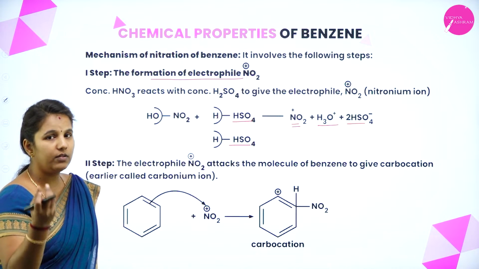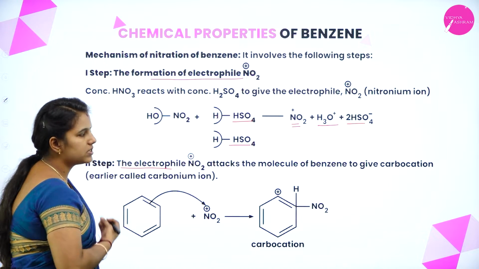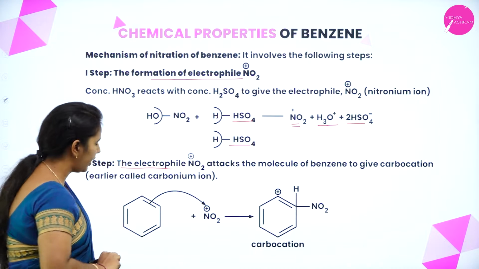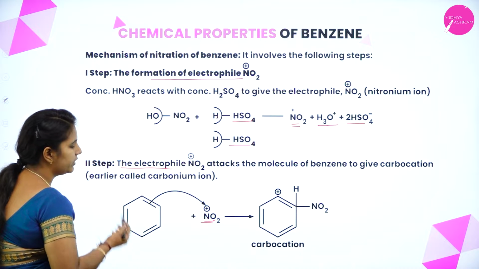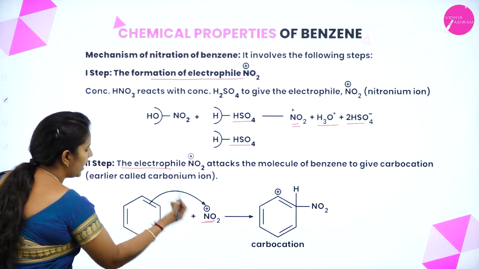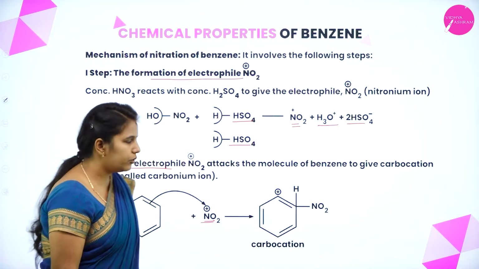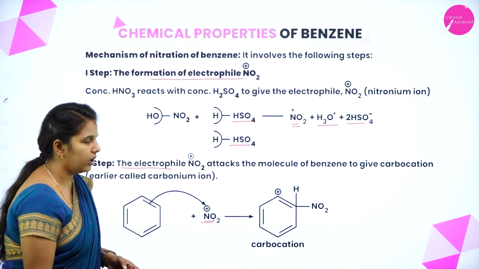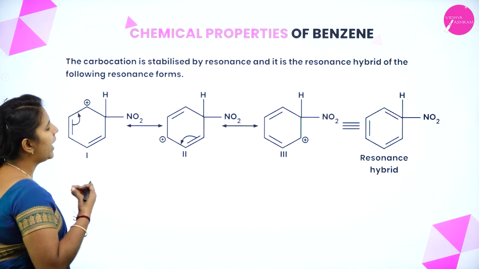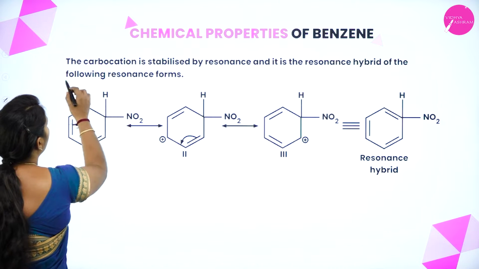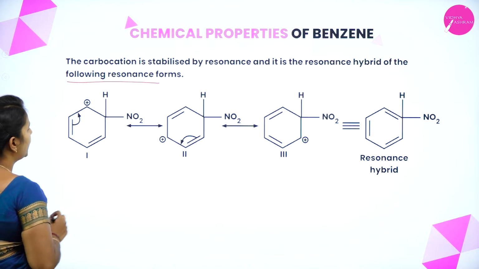Once the electrophile has been formed, it can attach to the molecule of benzene to give a carbocation. This is my benzene ring, which can easily get attached with the electrophile, where one of the pi electrons goes and attacks to form a carbocation. In the third step, the carbocation is stabilized by resonance, and it is a resonance hybrid of the following resonance forms. So this is my resonance structure of the carbocation.